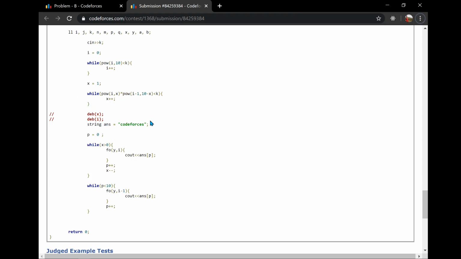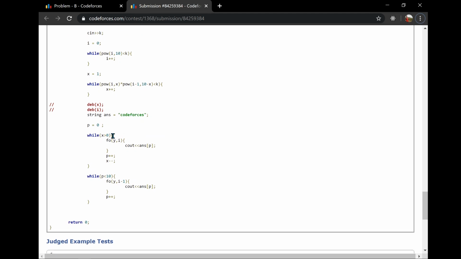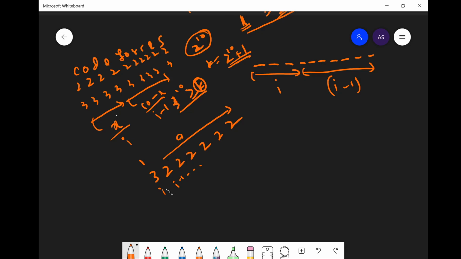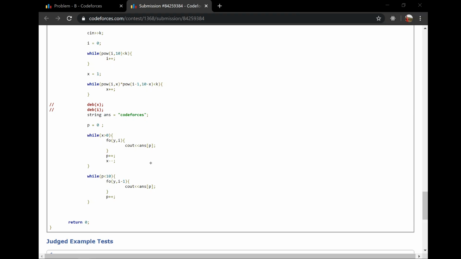So here was the code. After finding these x and i, we made this substring to get each character. p here represents each index. So p equal to 0 means we are standing at C. And then while x is greater than 0, that means we still have x left.